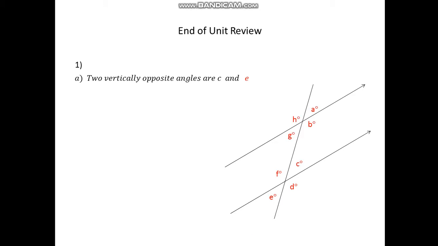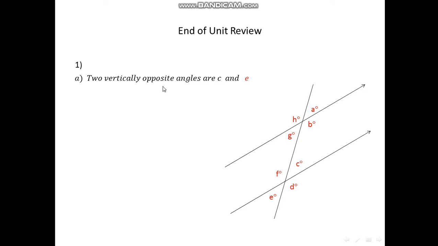This is page 60, number 1. It says here, look at the diagram and complete these sentences. A: 2 vertically opposite angles are C and E. You have to put E, this red E. But you have first to go to the C. Where is the C? This one, C.